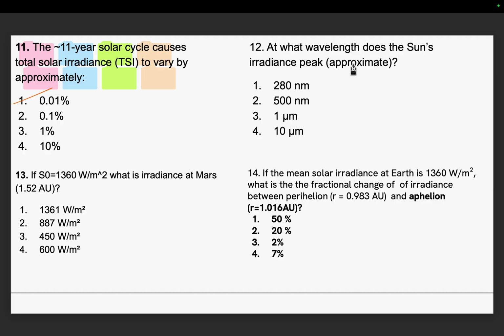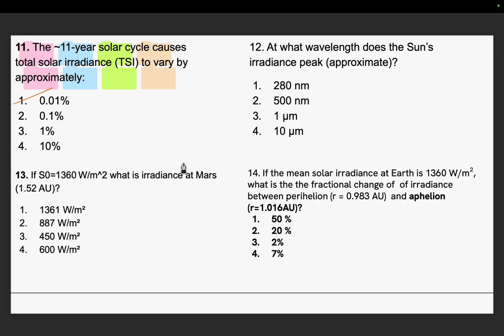Now question 12. At what wavelength does the Sun's irradiance peak? Approximately 280 nanometer, 500 nanometer, 1 micrometer, or 10 micrometer?